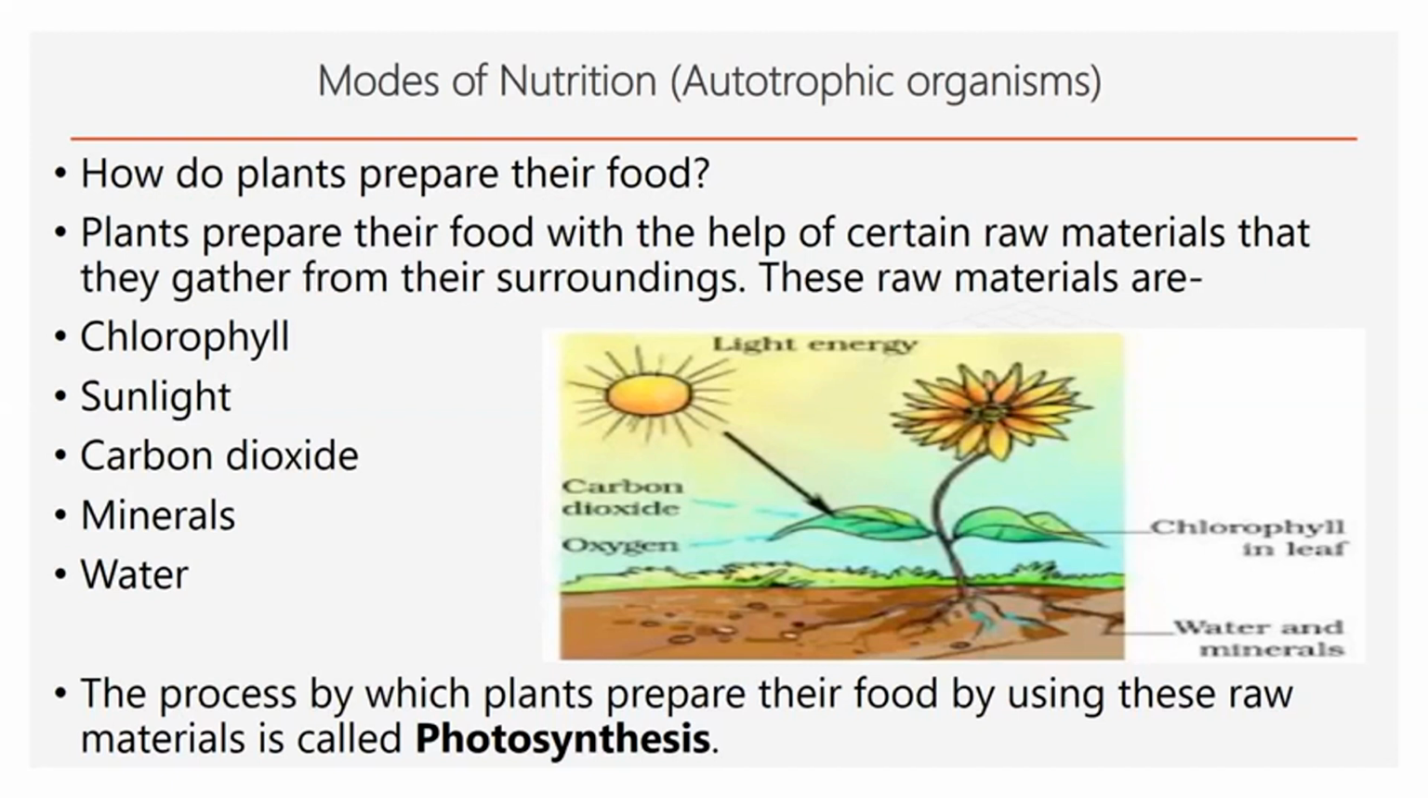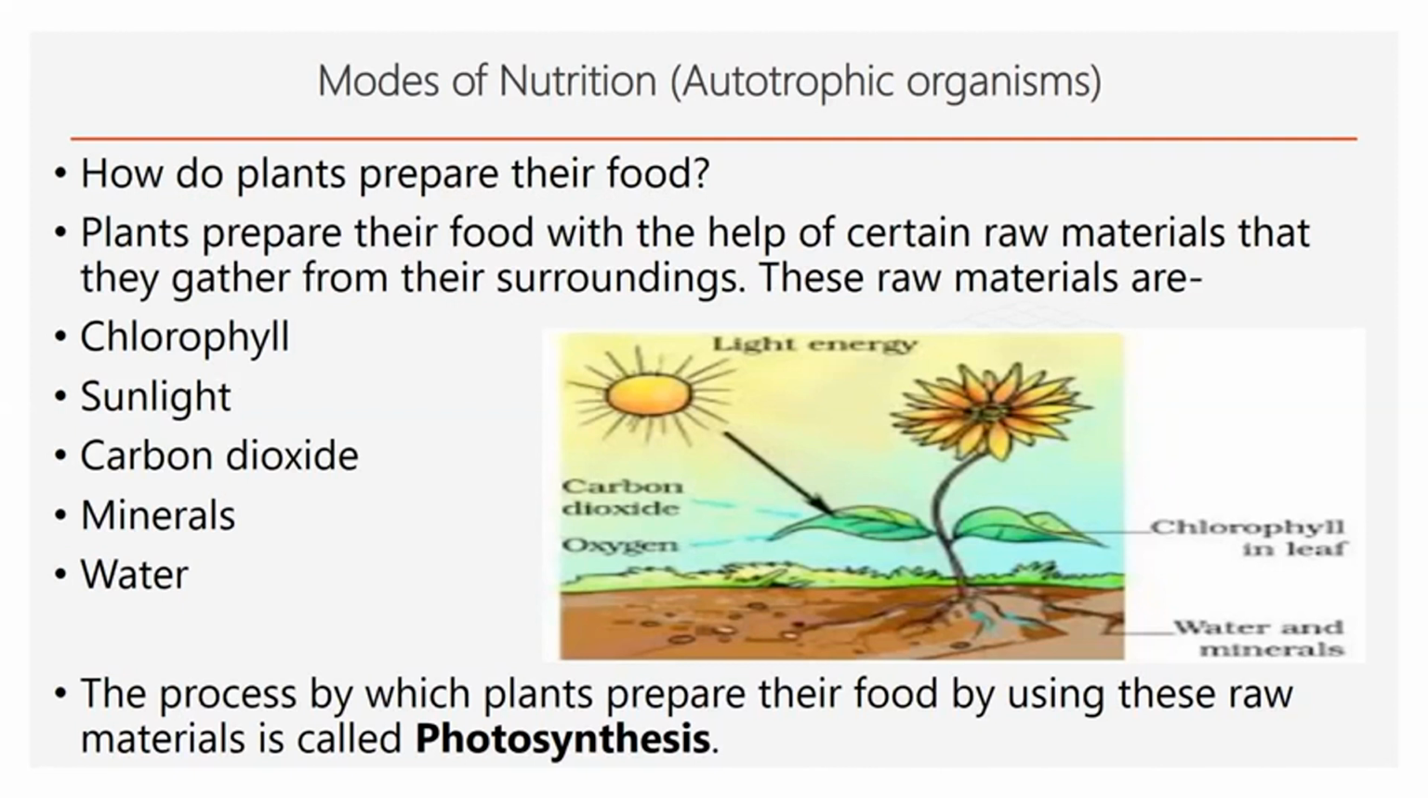Plants prepare their food by the process called photosynthesis. To carry on photosynthesis, plants require some necessary raw materials. These are chlorophyll. Chlorophyll is a green pigment found in the chloroplasts of the cell. It gives green color to the plants. Its function is to trap the solar energy or sunlight and change it into chemical energy during the process of photosynthesis.